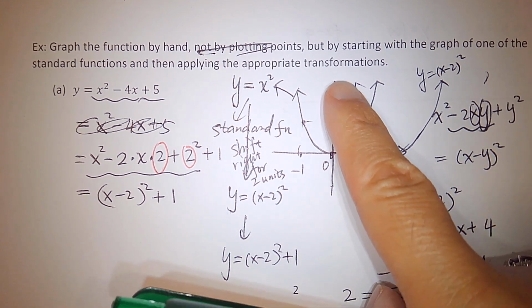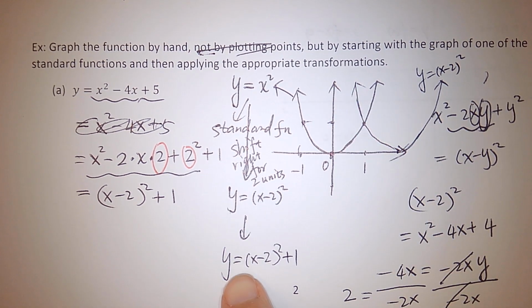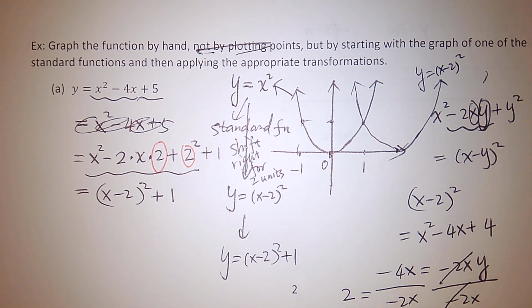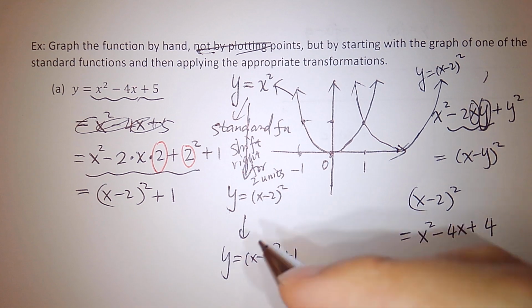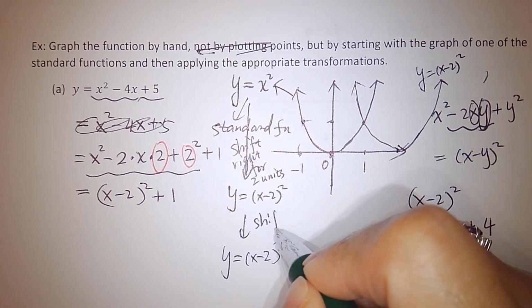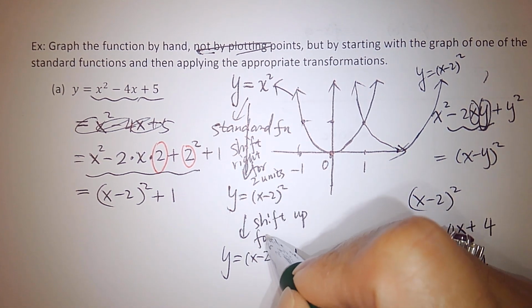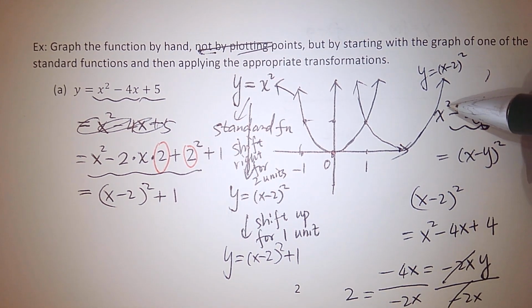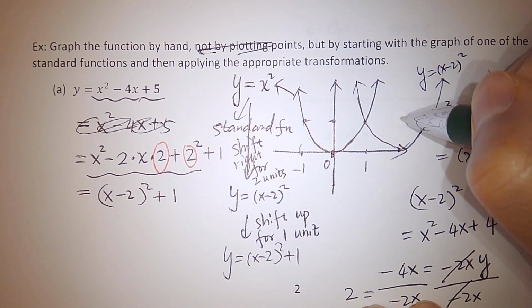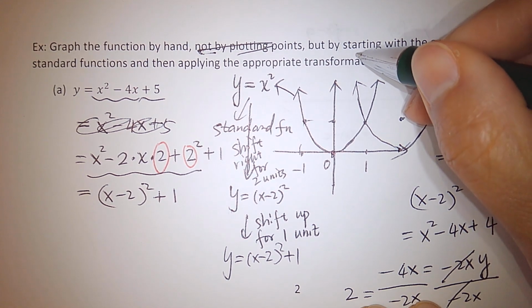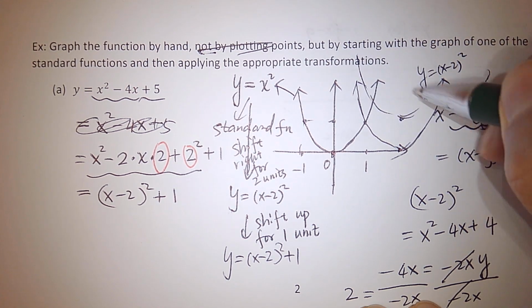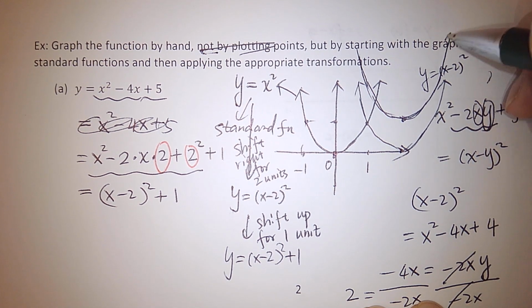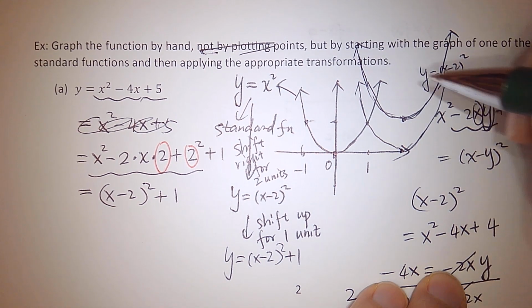So from this intermediate function to this final function, what kind of transformation should we do? Shift up 1. Shift up for what? 1 unit, okay? So from this graph, we're going to shift it up for 1 unit. So briefly, okay? It says just use transformation and graph it briefly. Okay, so this is our what?